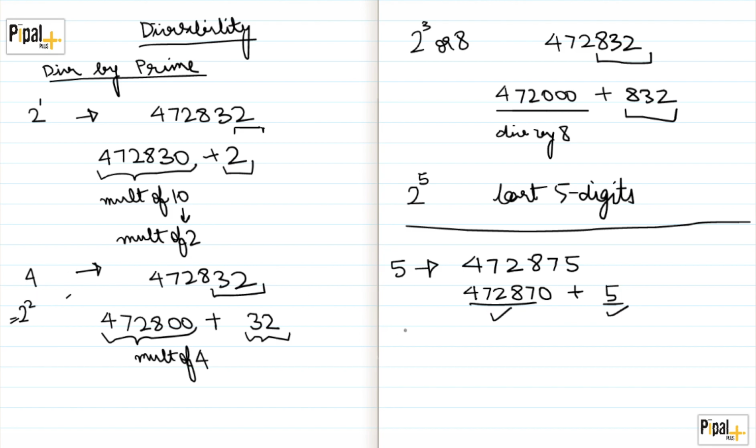Likewise, just like I did for 4, 5 squared or 25, I separate out 472800 plus 75. So this time I picked last 2 digits here, because there is 2 zeros here, it's a multiple of 100 and therefore it's a multiple of 25. So if 75 is divisible by 25, the whole number will be divisible by 25. And likewise, for 5 cube, all I got to do is test 875 and no more. Worry about it no more, right? So this is how we check for divisibility by powers of 2 and powers of 5.